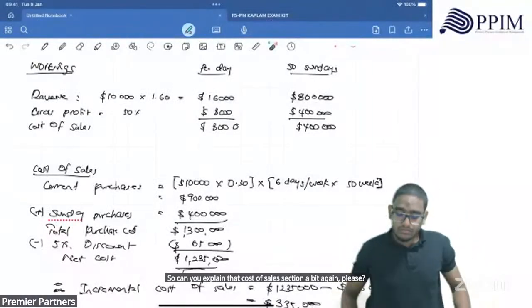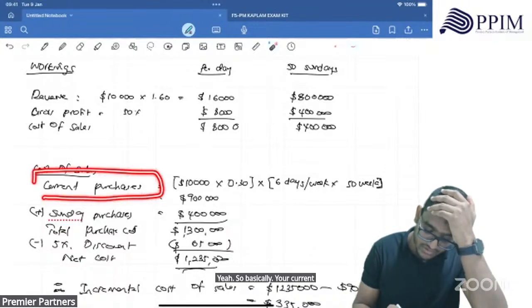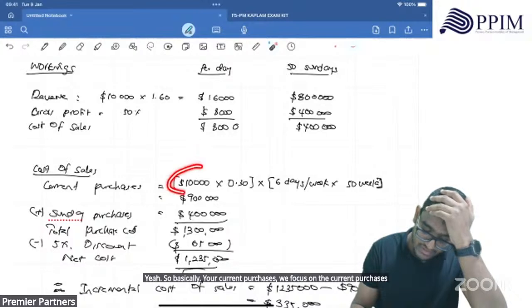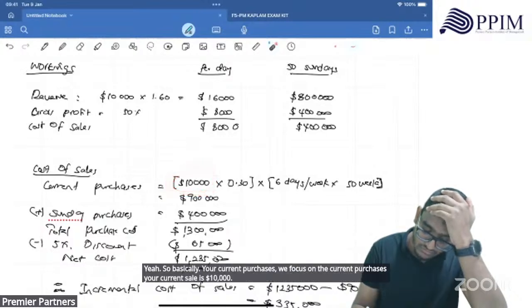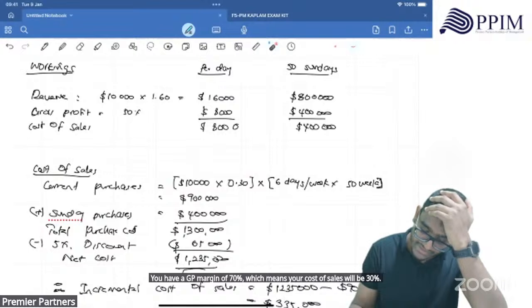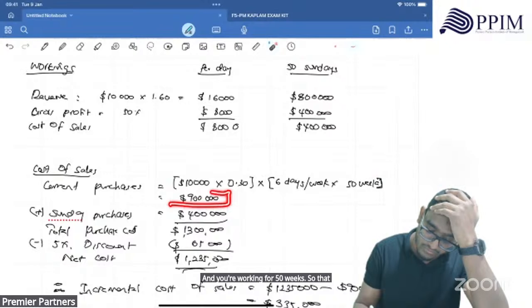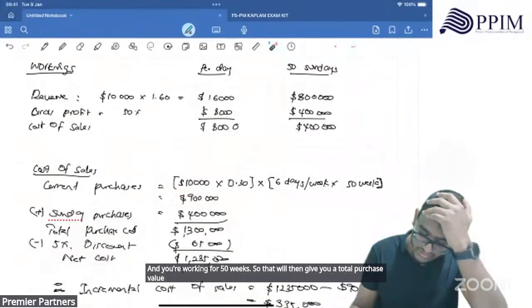So can you explain that cost of sales section a bit again, please? Yeah. So basically, if you focus on the current purchases, your current sale is $10,000. You have a GP margin of 70%, which means your cost of sales will be 30%. You're working 6 days a week, which is Monday to Saturday, and you're working for 50 weeks. Right? So that will then give you a total purchase value of 900,000.